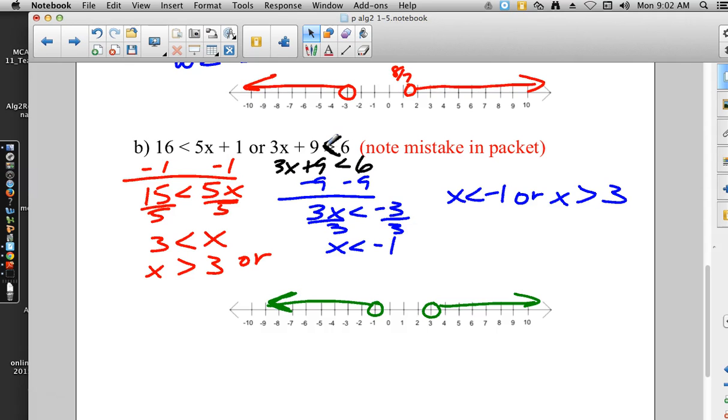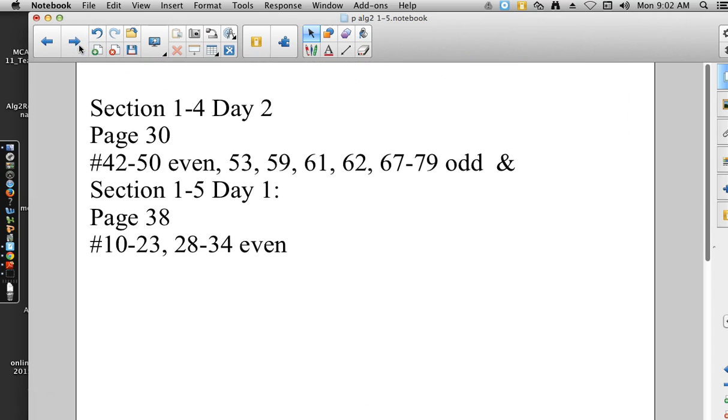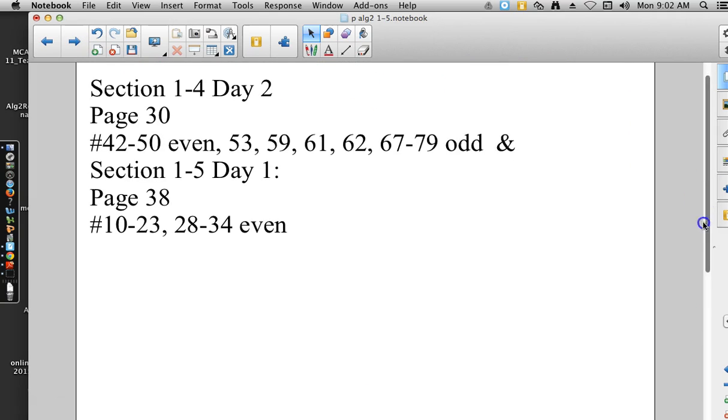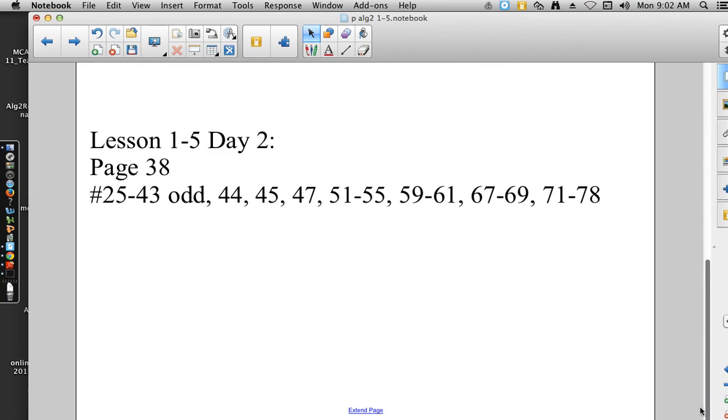So there will be an assignment here for 1.5 day 2. And in class, what you'll do is go ahead and take a quiz and then come back to this assignment. But it is lesson 1.5 day 2, page 38, number 25 to 43, the odd, 44, 45, 47, 51 to 55, 59 to 61, 67 to 69, and 71 to 78.